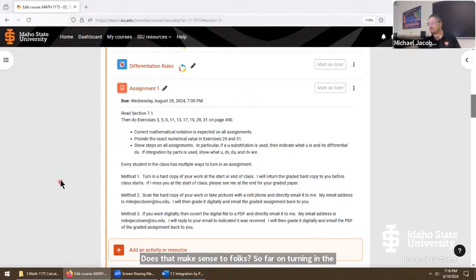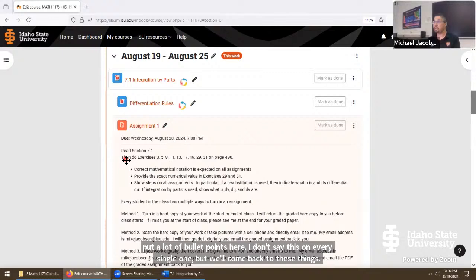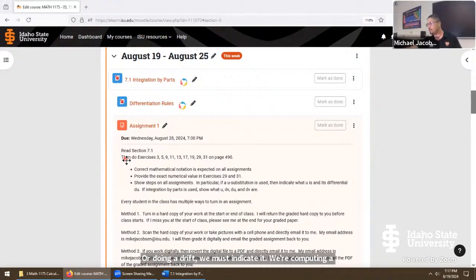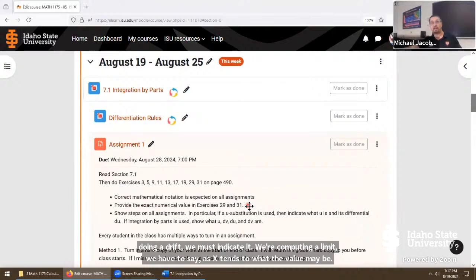Awesome, glad to hear that. We'll figure out more about this as we go. So think of assignment 1 as we're just getting used to all this stuff. I put a lot of bullet points here. I don't say this on every single one, but we'll come back to these things. We do have to have correct mathematical notation. So for doing a derivative, we must indicate it. For computing a limit, we have to say as x tends to what the value may be, those kinds of things. Some of the problems we want exact numerical values.